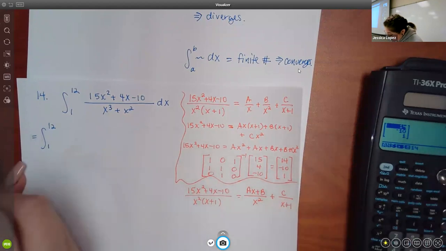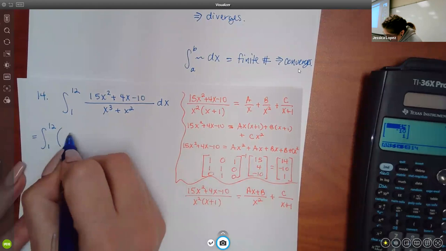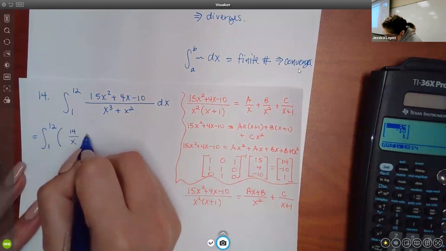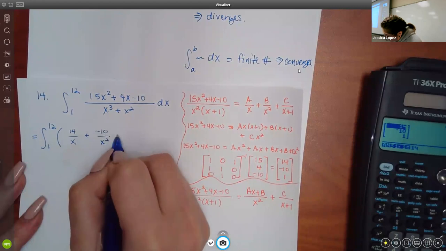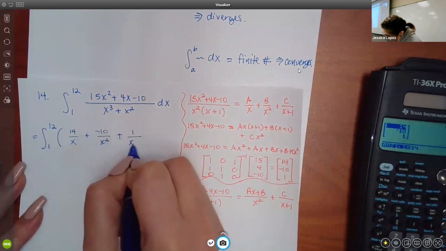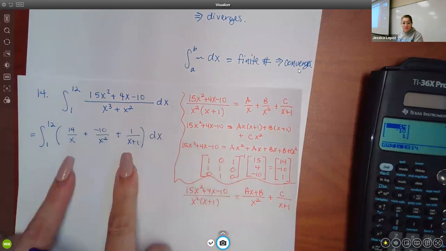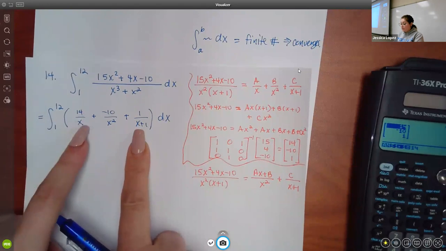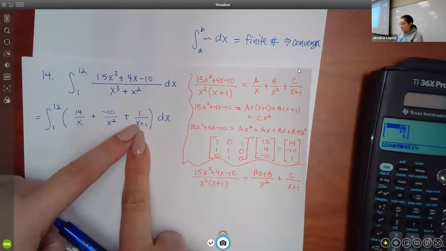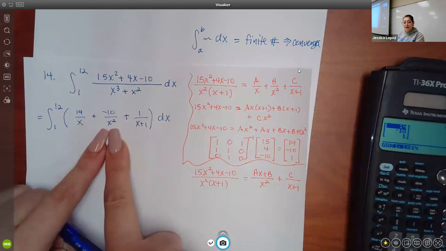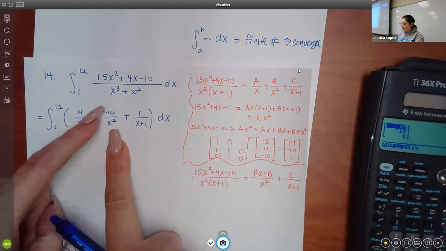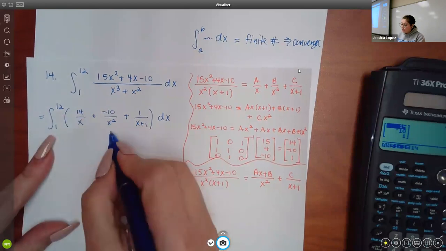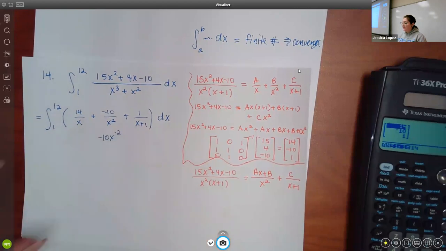Okay, I know I'm out of time. I'm just going to write this in here, and then I'm done. We get 14 over this guy plus negative 10 over that guy plus 1 over this guy. Now, just FYI, these two will become the LNs, because if you take the 14 out, the derivative of x is 1, and the derivative of x plus 1 is 1. For this guy, you cannot do it because the derivative of x squared is 2x and you don't have an x. What you're going to have to do for this one is rewrite it like that and then use the power rule. So for that one middle term, we're going to use the power rule.